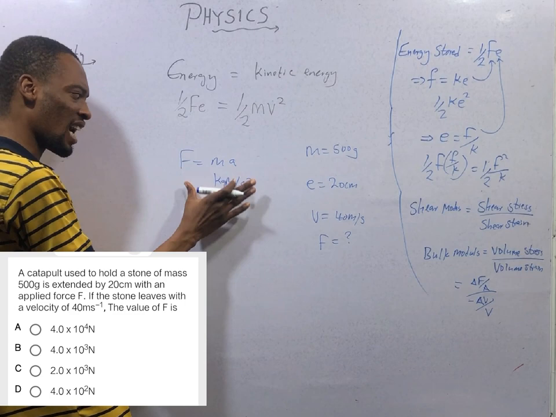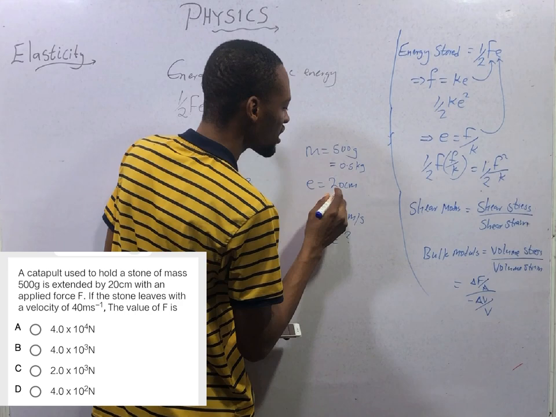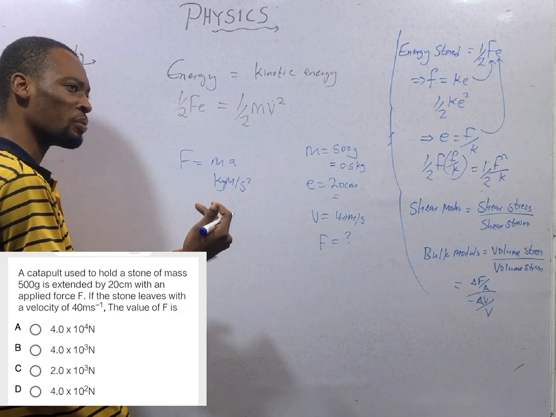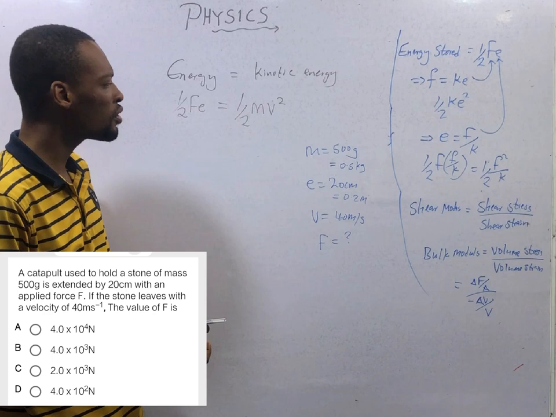So for this, mass in kilogram is 500 divided by 1000, that is 0.5 kilogram. Extension in meter is 200 divided by 100. To convert from cm to meter, divide by 100. This will give you 0.2 meters. And the velocity is already in meters per second. From here, food is ready.